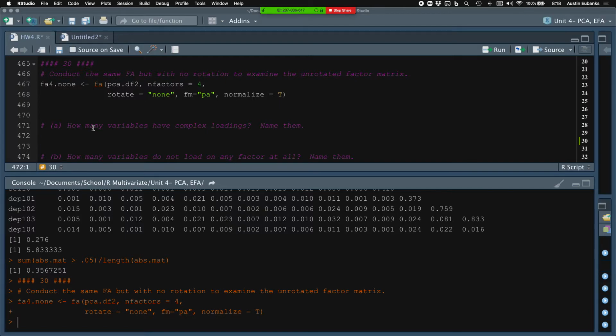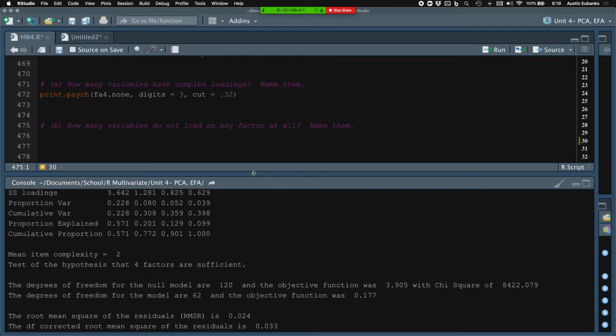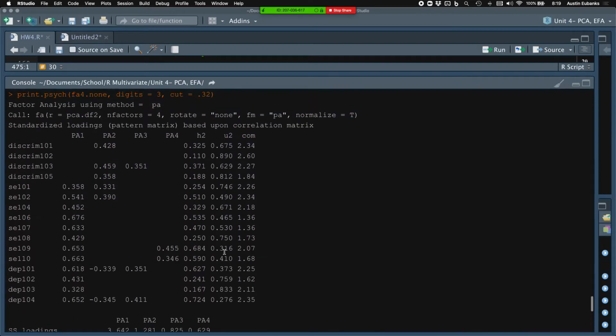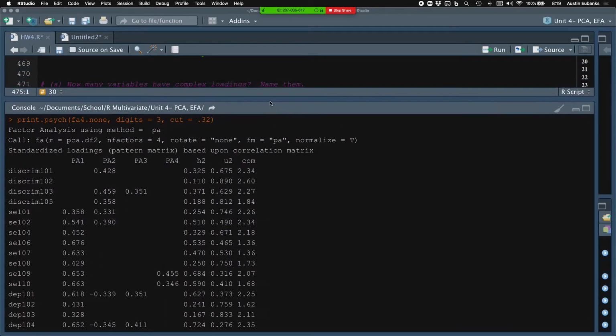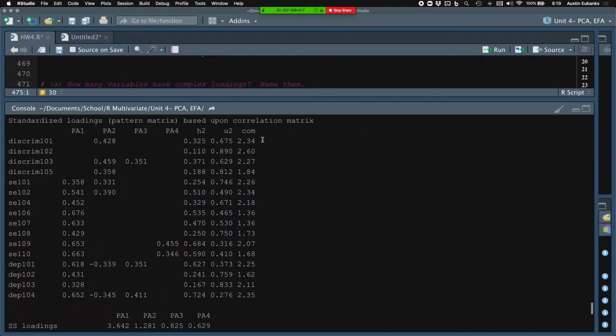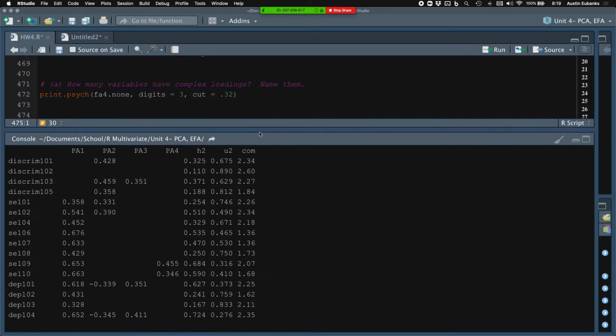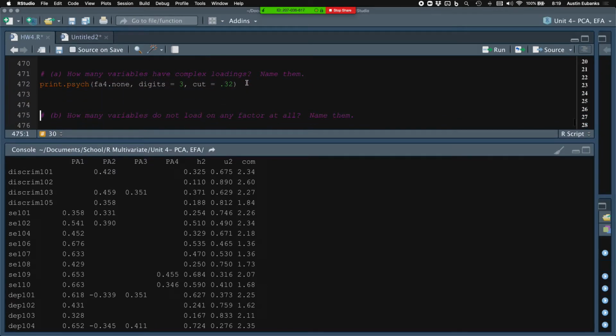Yep. Morgan says print PSYC. We'll set that cut to 0.32. And then take a look to see how many complex loadings we have.